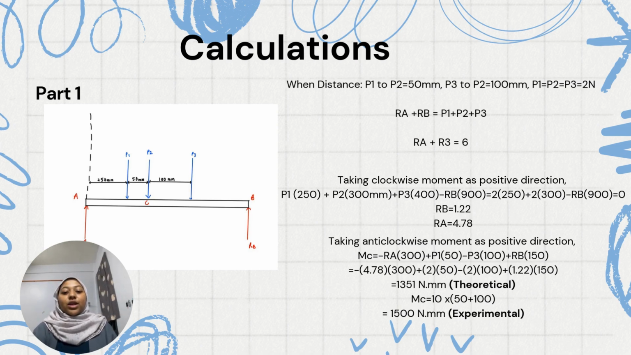So in order to find the theoretical bending moment, we have to take anti-clockwise moment as positive direction. So the calculation made is moment equals to negative RA times 300 plus P1 times 50 minus P3 times 100 plus RB times 150, which we can get the value 1351 Newton millimeter as the theoretical bending moment value. So in order to find the experimental bending moment value, we need to times the value of the net force obtained throughout the experiment times 50 plus 100. So we can get 1500 Newton millimeter as the experimental bending moment value.